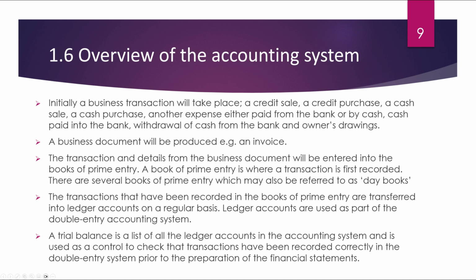A book of prime entry is where a transaction is first recorded. There are several books of prime entry which may also be referred to as day books. The transactions that have been recorded in the books of prime entry are transferred into ledger accounts on a regular basis. Ledger accounts are used as part of the double entry accounting system. A trial balance is a list of all the ledger accounts in the accounting system and is used as a control to check that transactions have been recorded correctly in the double entry system prior to the preparation of the financial statements.